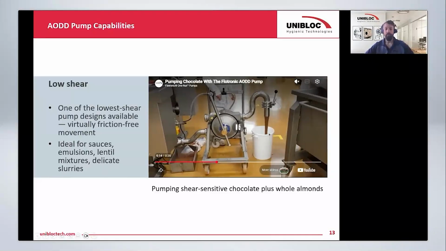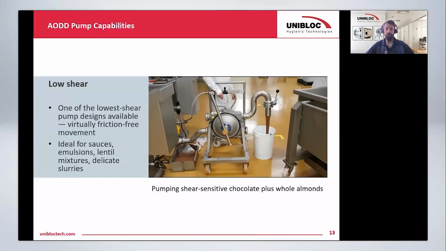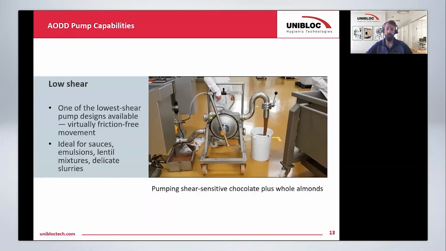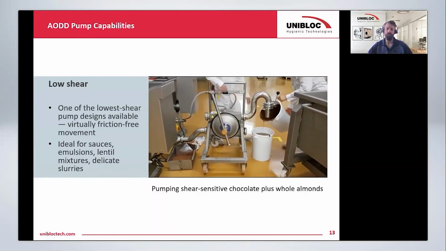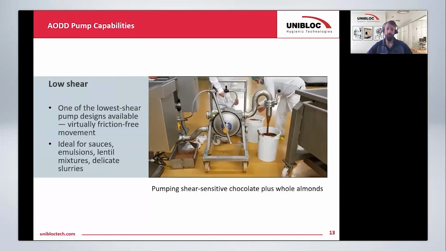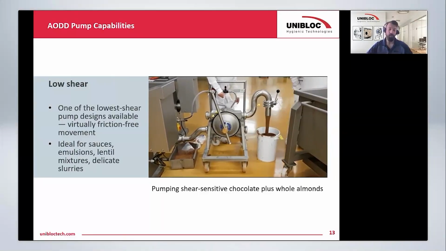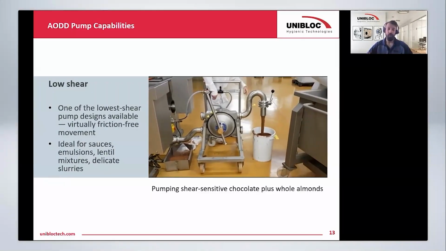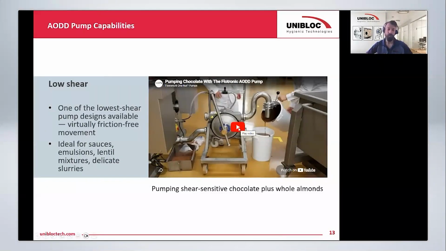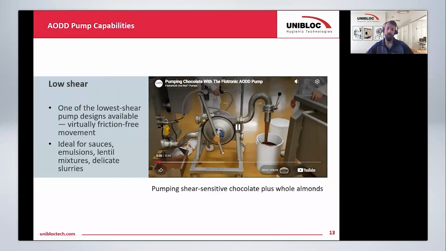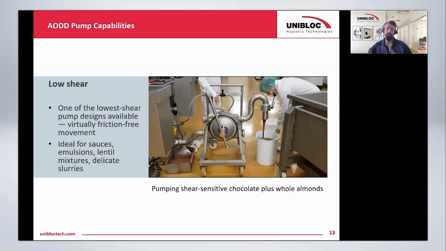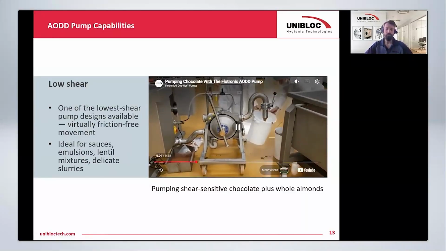An example of why an AODD is a good choice: we had a customer who was pumping chocolate. They had multiple different kinds of chocolate they were doing, some of which had almonds or fruit solids in them. And so the AODD was the best option for not seizing the product up and handling the solids. And we have an easy teardown feature with the specific AODD pump we sold that allowed them to quickly and easily clean the pump in between the different products to make sure they didn't get any cross-contamination between batches.